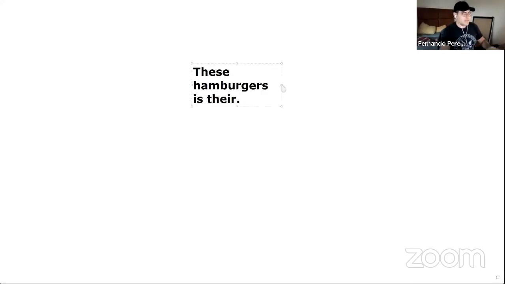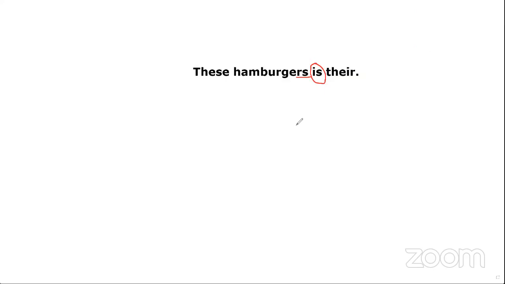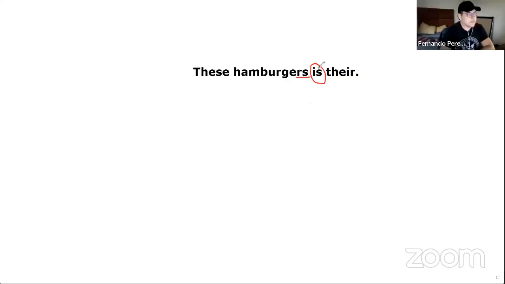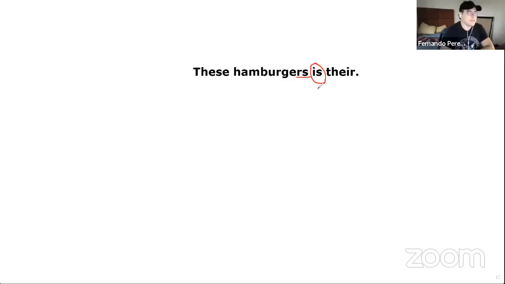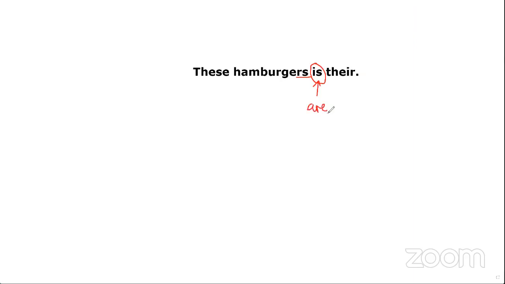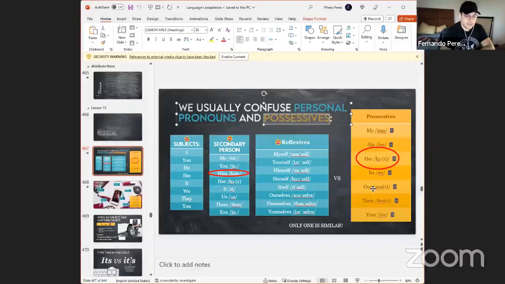In this sentence, we have 2 problems. Number 1, the verb doesn't match the subject. What is the problem here? Hamburgers is plural and verb is singular. Correct. So the correction here is are. Correct. Second problem, the word there, according to the lessons that we have been checking, is color.